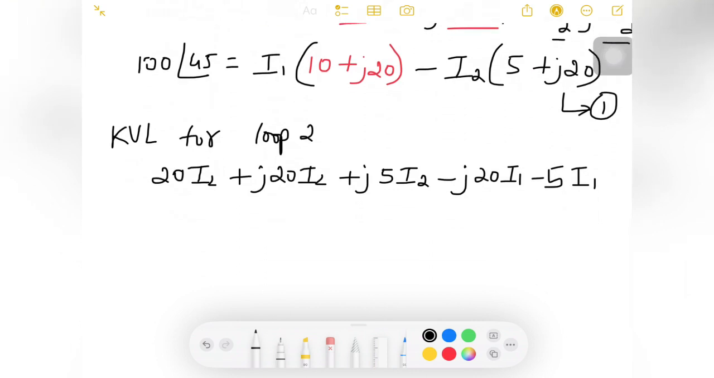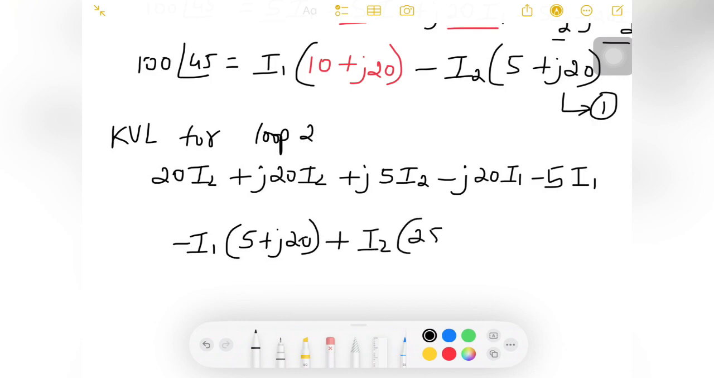If I simplify this equation, the coefficient of I1 is minus 5 minus j 20, and the I2 coefficient will be 25 plus j 20, equal to 0. This is my equation number 2. So I have two equations now.